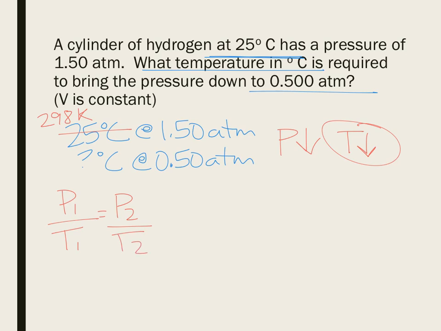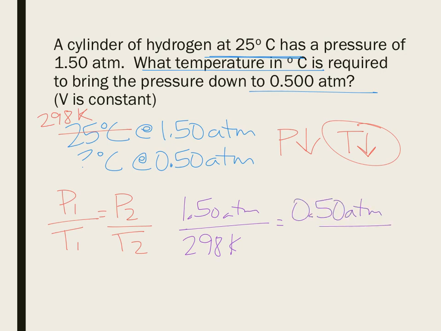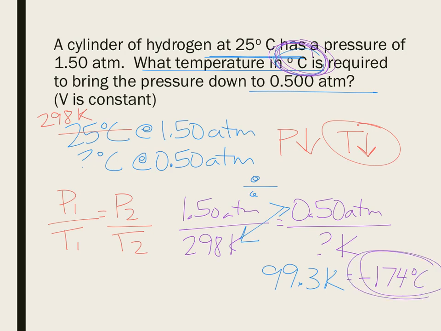Plugging it in, I have 1.5 atmospheres over 298 K equals 0.5 atmospheres over question mark K. We're going to start with K. Cross multiply will be the numbers that are across from each other, and divide by what's left. 298 times 0.5 divided by 1.5 gives me 99.3 Kelvin, which would be great if I wanted Kelvin, but it specifically says what is the temperature in degrees Celsius, so I'm going to have to subtract 273 from that and find out that that is negative 174 degrees Celsius. And there's my Gay-Lussac's law.